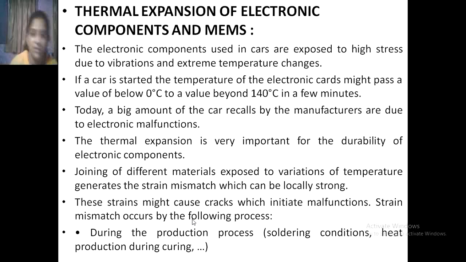highly exposed to stress due to the vibration and extreme temperature changes.